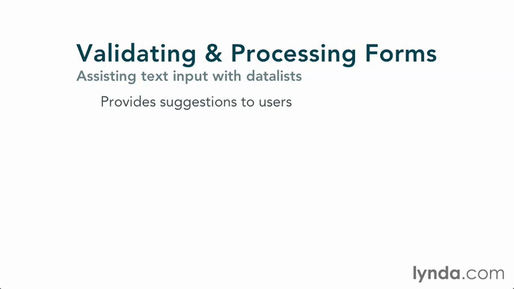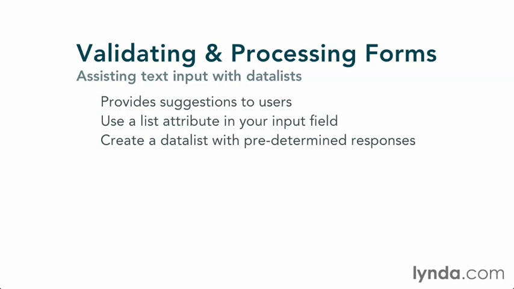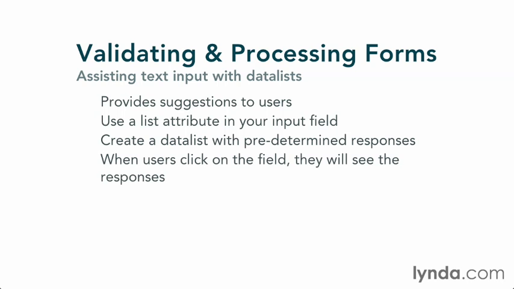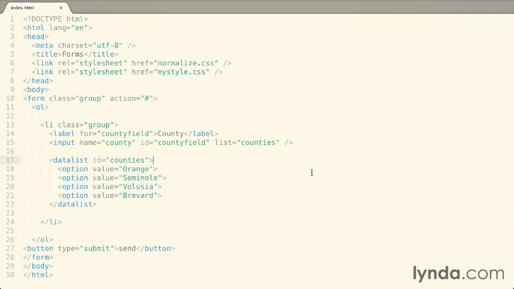By using a data list, you can provide suggestions to your users. The way you do it is by using a list attribute in your input field. Then you create a data list with predetermined responses. When the users click on the field, they will see the data list and pick from one of the predetermined values. So here's the code for how that would work.